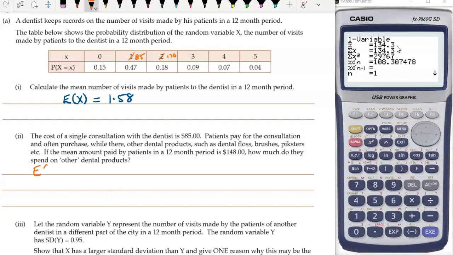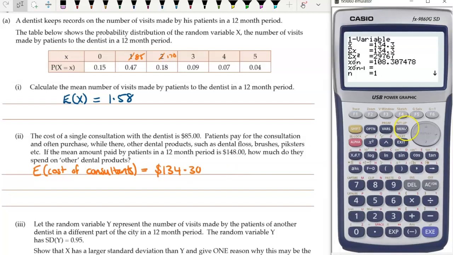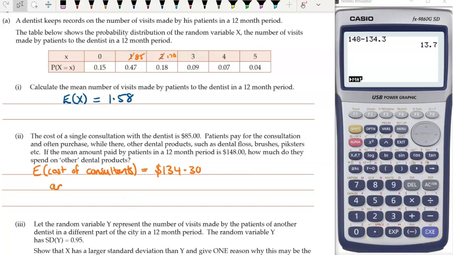So the expected cost of consultations without the added extras is $134.30, but they have spent on average $148 per person. So the difference we now need to work out there to answer that question. So 148 minus 134. So an average difference of $13.70 spent on other dental products.